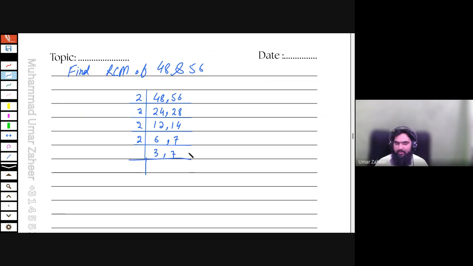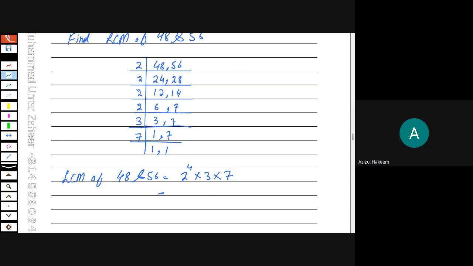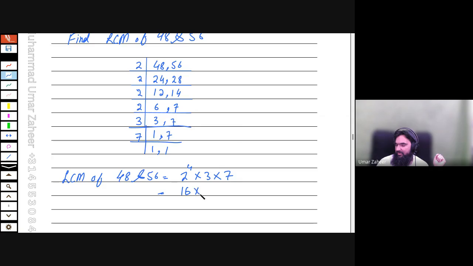Now both of them are not divisible by 2, so go for the next prime number, that is 3. So 3 times 1 is 3, 7 as it is. Now 7 is divisible, 7 times 1 is 7. Now we get the LCM of 48 and 56 will be equal to 2 raised to the power 4 times 3 times 7. 2 raised to the power 4 is 2 times 2 is 4, 4 times 2 is 8, 8 times 2 is 16, and 3 times 7 is 21.